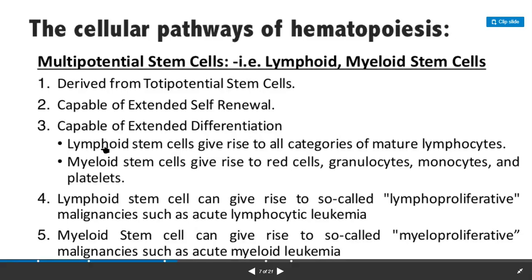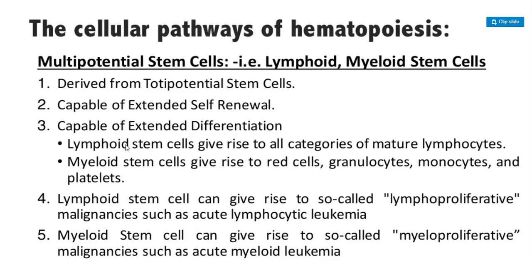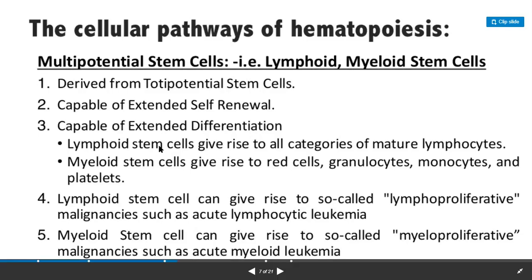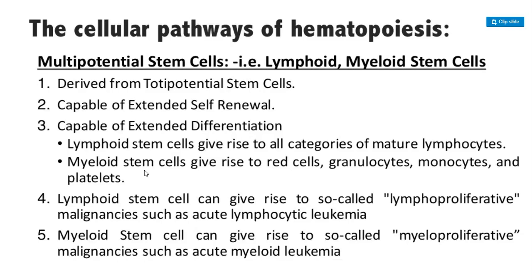Multipotent stem cells can only differentiate into what we call the lymphoid stem cells, and the lymphoid stem cells will give rise to lymphocytes. So when multipotent stem cells differentiate, they either differentiate into lymphoid stem cells or into myeloid stem cells. They cannot differentiate into all kinds of cells. That is why they are not unlimited. They don't have unlimited differentiation. They only have an extended differentiation.